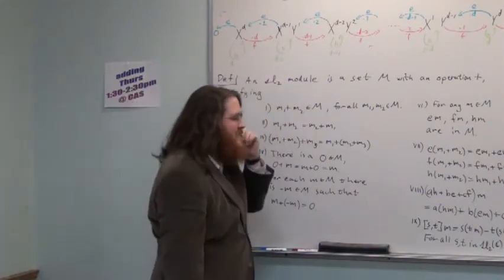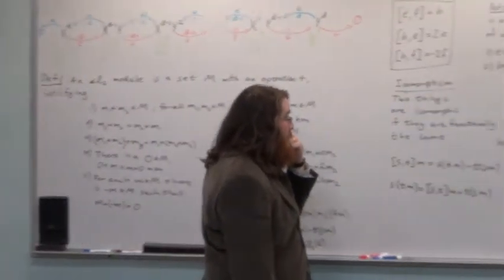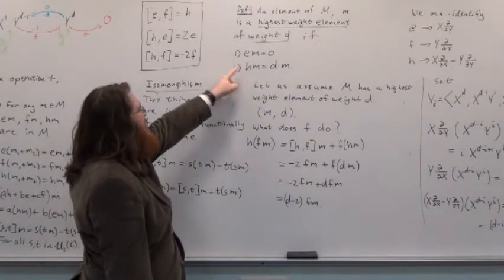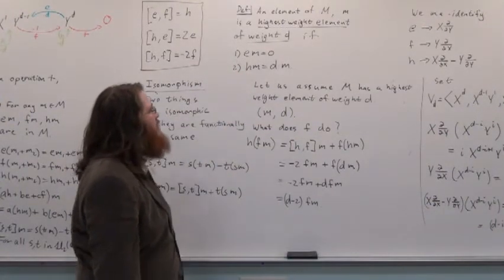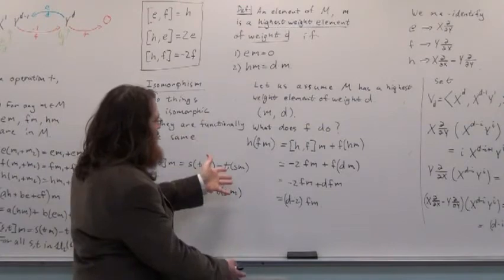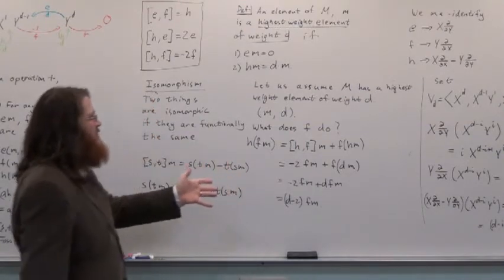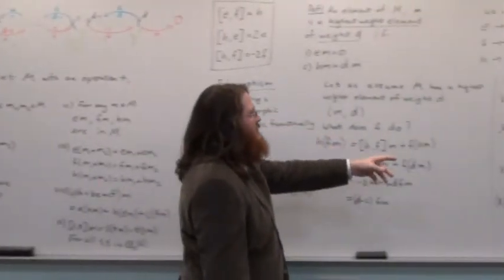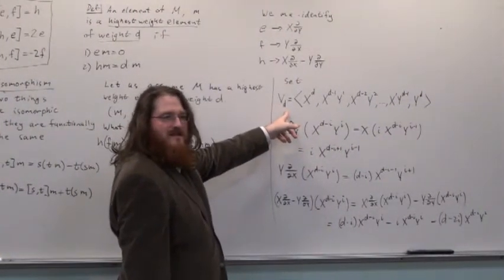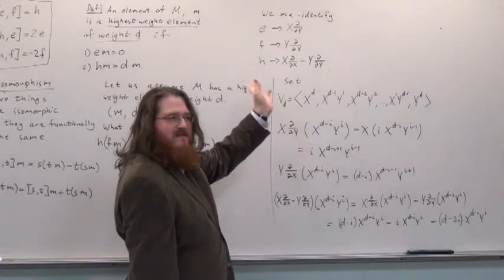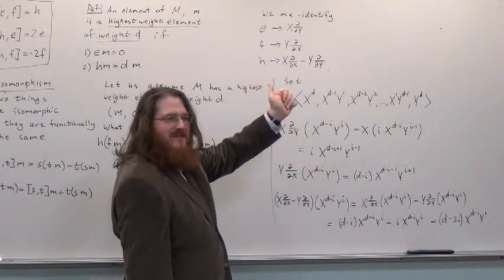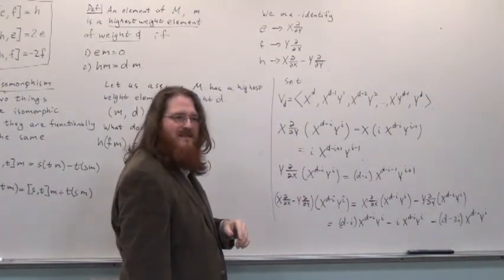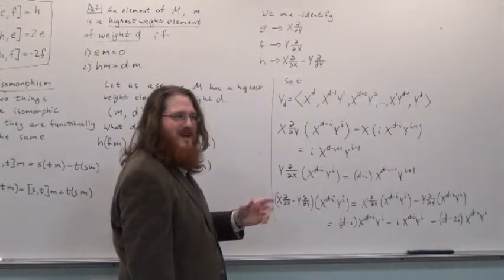So just the existence of this vector, just having this highest weight vector, in other words, this vector that E sends to 0 and H acts by a multiple of D, is enough to really specify which collection V sub D I'm looking at. Right? All I have to do is find the vector that E sends to 0 and H acts by scaling on, and I know which of these I'm looking at. Which is kind of cool, right?